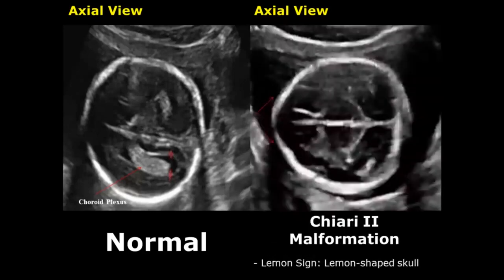Chiari-2 malformation is associated with the shape of the skull and shape of the cerebellum. The skull resembles the shape of a lemon because of flattening of the frontal bones. This is why it's called the lemon sign.